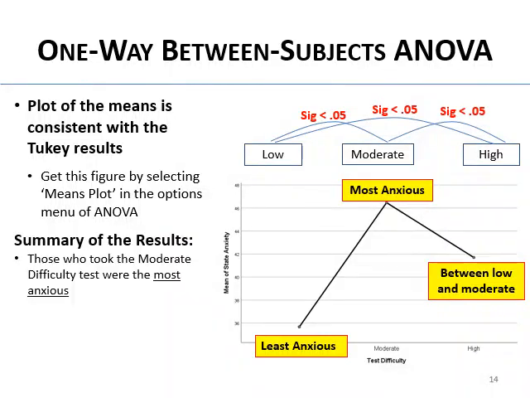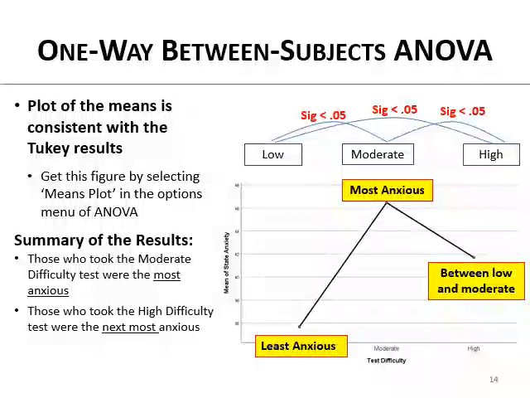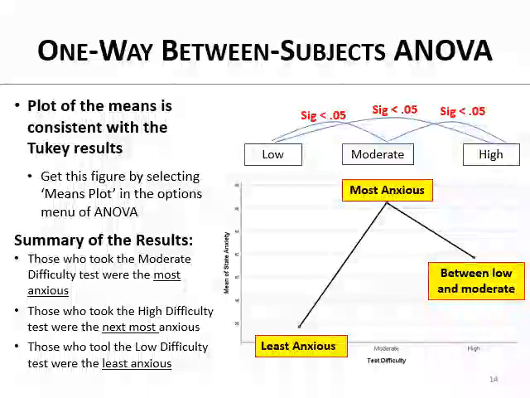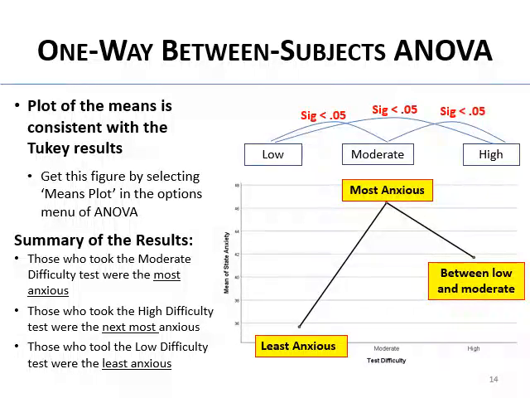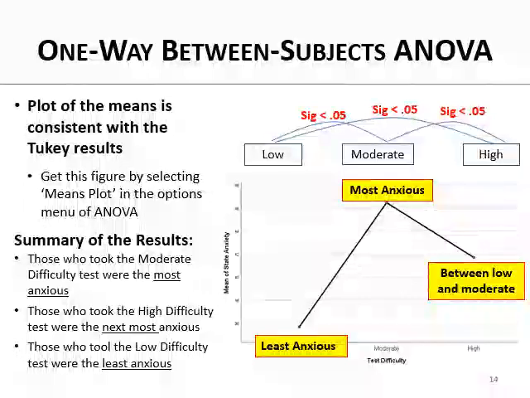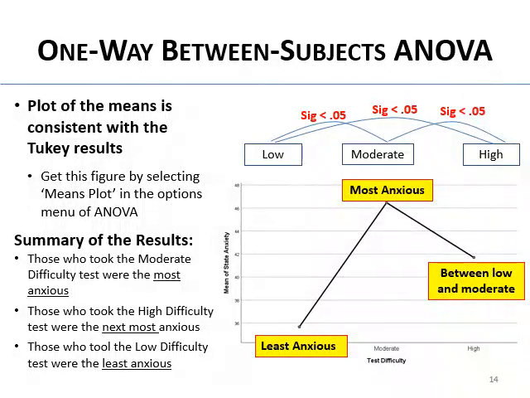So a quick summary: those who took the moderate difficulty test were the most anxious. Those who took the high difficulty test were the next most anxious. And those who took the low difficulty test were the least anxious. You could have said it the other way: the lowest anxiety was the low difficulty, next lowest was the high difficulty test, and the highest was the moderate difficulty test. So it's an interesting effect. It's a real effect here. Anxiety did not increase in one direction, monotonically is the word for that, as a function of test difficulty. It went up and then dropped a little bit. Or maybe they just said, this is impossible, I'm not going to be anxious about this, it's obviously stupid. Something like that.